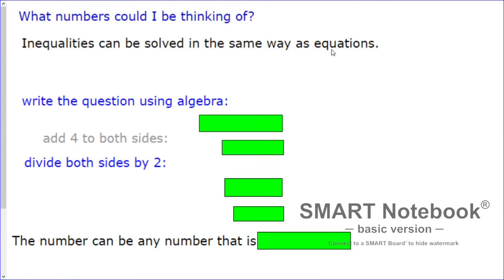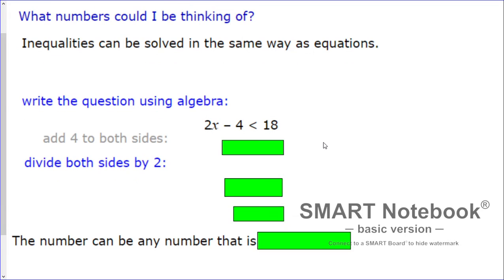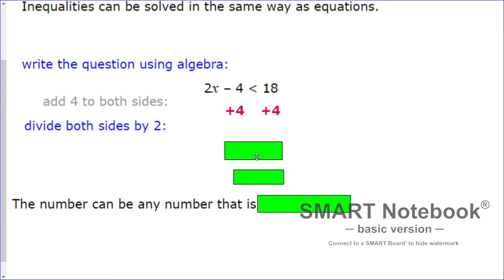So you rewrite the statement using algebra. I take a number, I double it. I subtract 4, and that is less than 18. Then we work our way backwards. We use BIDMAS in reverse. Instead of subtracting 4, we add 4 to both sides. Then our result will be 2x is less than 22. And after that, we divide by 2.